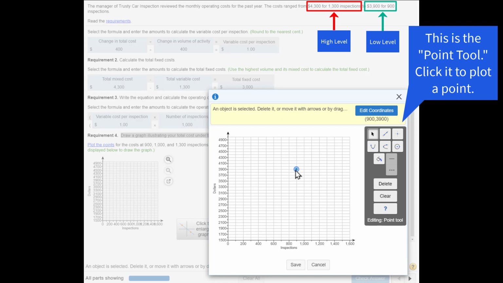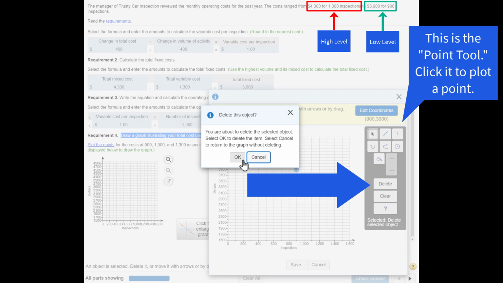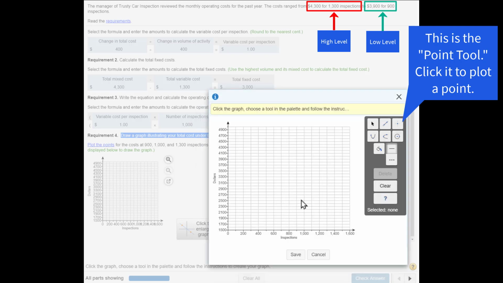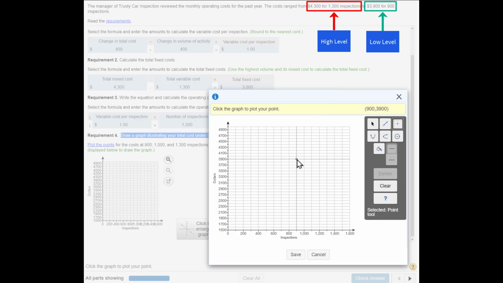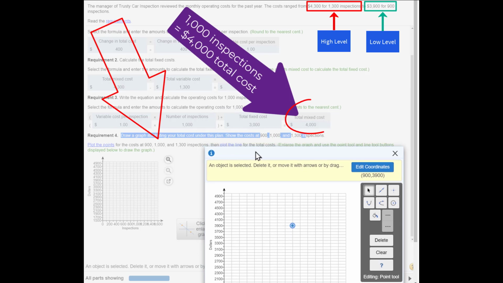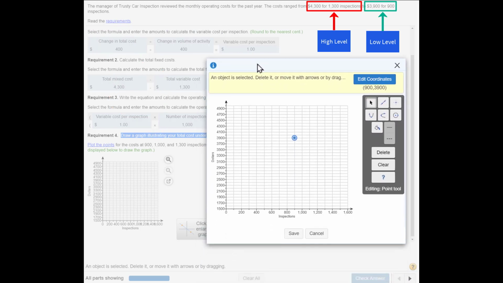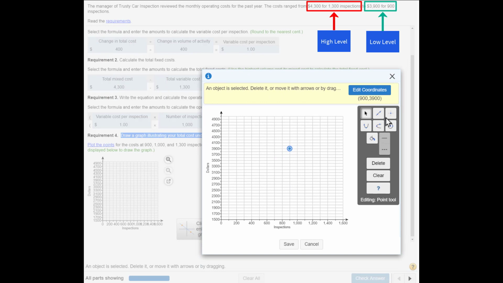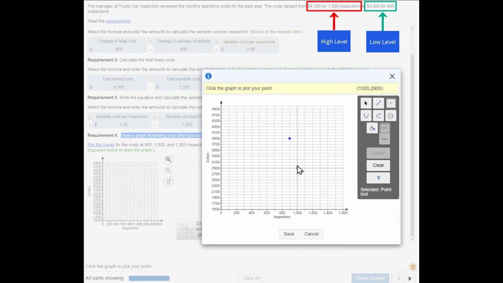Now, if I did this plot point incorrectly, I could click the delete button. So I'll click the delete button and start again, even though that was correct. I just wanted to show you how to do that. Click the point tool, go to 900, and then go up to 3,900. Now the next one, we want to plot 1,000 inspections. So remember, 1,000 inspections gave us a total mixed cost of 4,000. So 1,000, I need to click the point tool. 1,000 gives us 4,000.